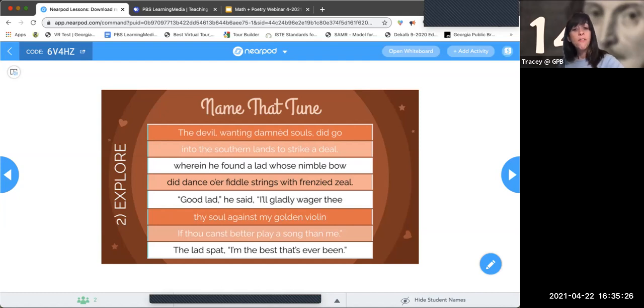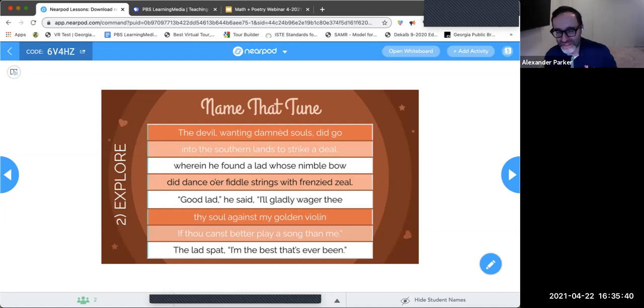And of course, it's more fun because they know the song, and some of the words may be more familiar to them. And so when they go back to Shakespeare, they see the patterns are the same, and it makes Shakespeare more approachable as well.